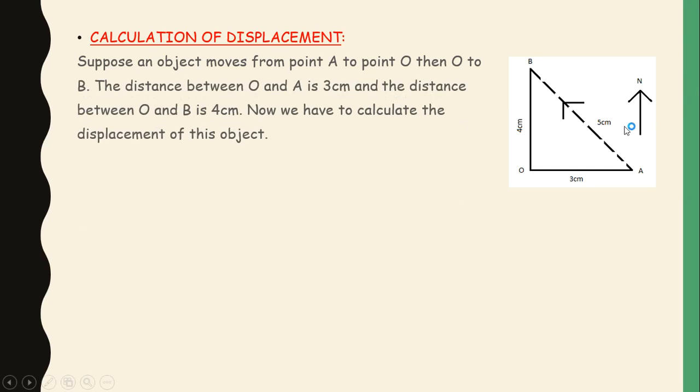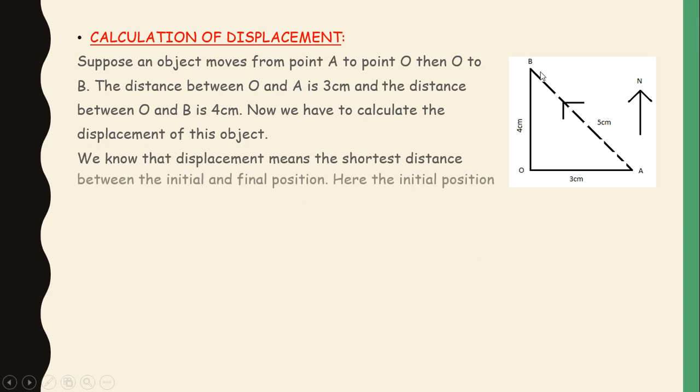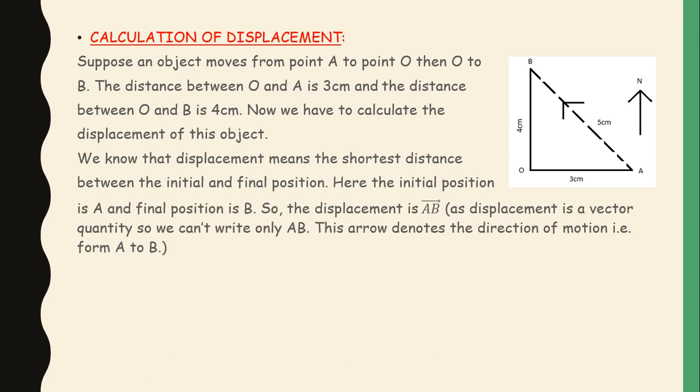We know that displacement means the shortest distance or the straight path distance between the initial and the final position. Here the initial position is A and the final position is B. So here the displacement is AB. As displacement is a vector quantity, we can't write just AB. We have to give an arrow above AB.